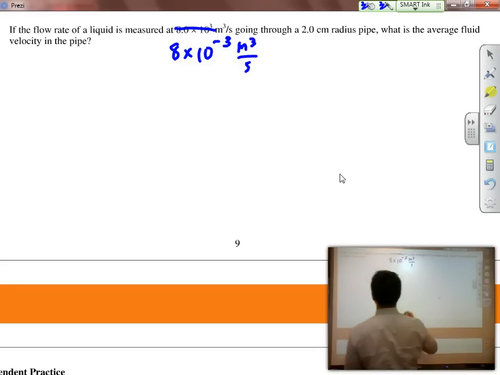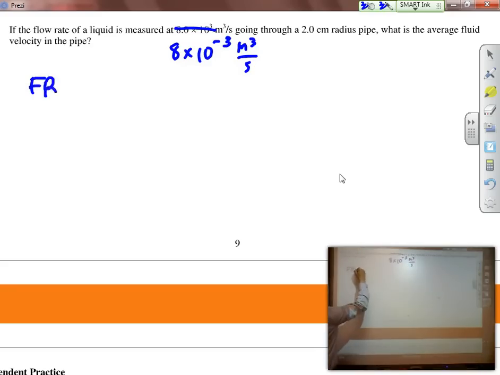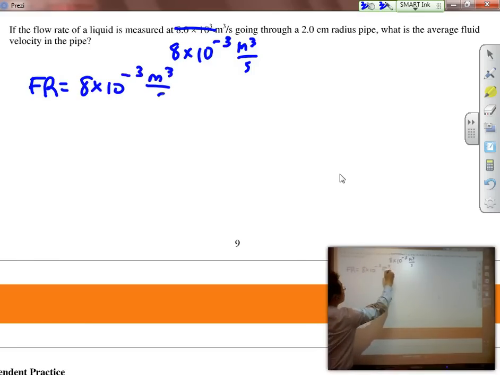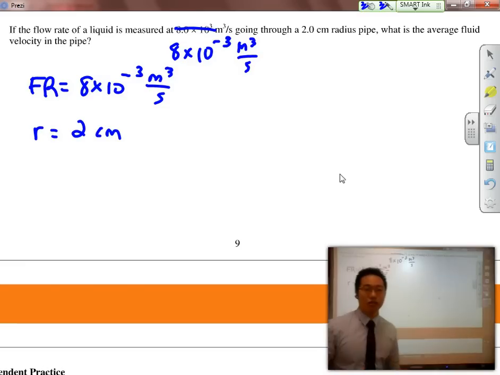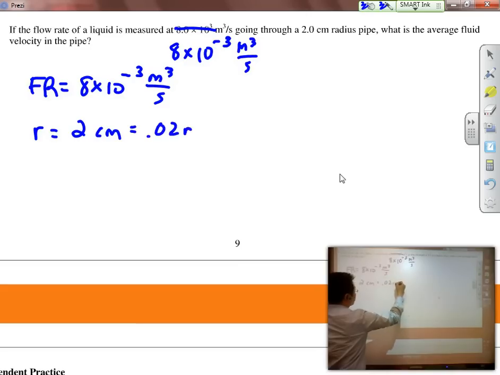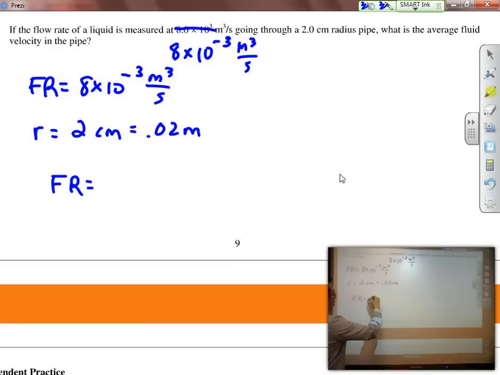So they're telling us that the flow rate is equal to 8 times 10 to the negative third. The radius of the pipe is 2 centimeters. And of course, we don't use centimeters, we use meters, so we're going to convert that to 0.02 meters. So when they're asking us for the velocity, flow rate, of course, is equal to area times velocity.